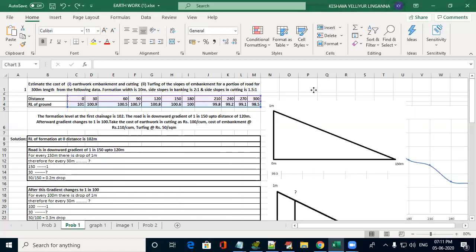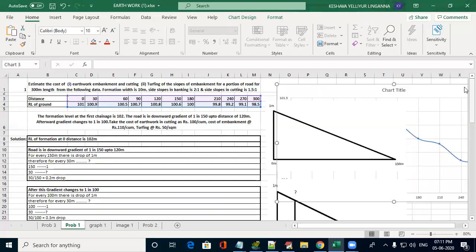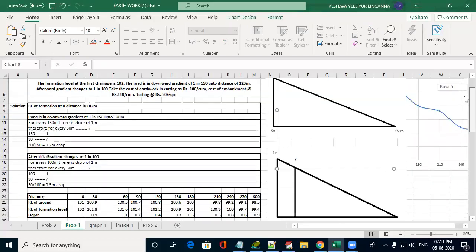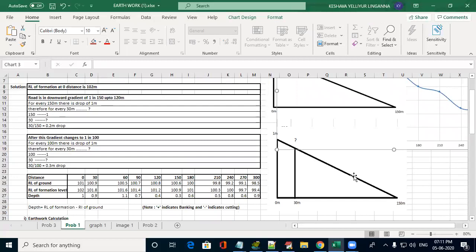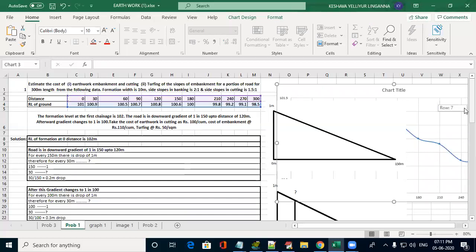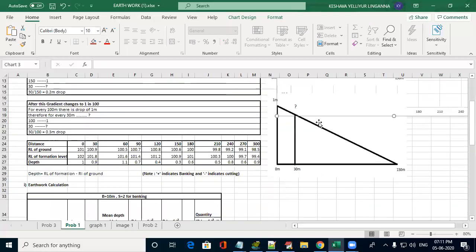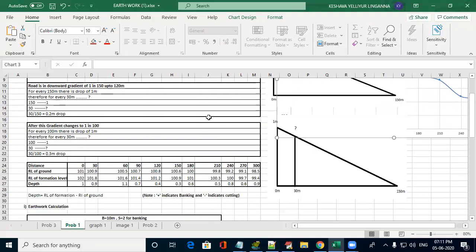Now, see with this. The slope is in a downward gradient of 1 in 150. We need, at every 30 meter, what should be the value here, or what should be the difference at this point. So we can use the cross multiplication concept.